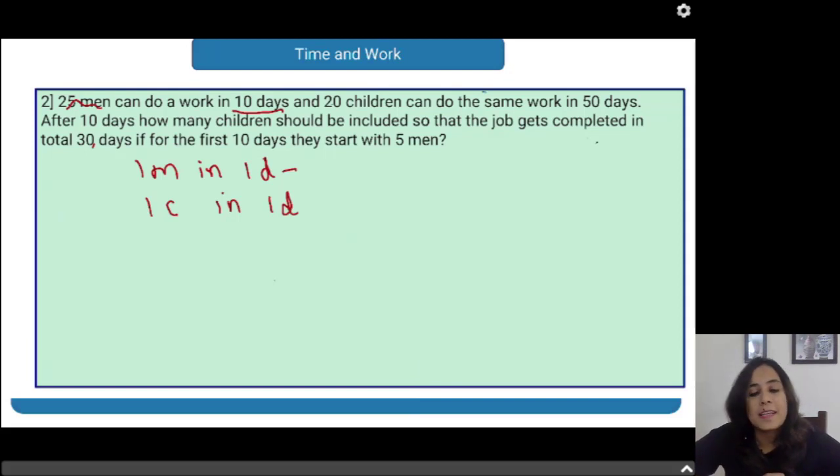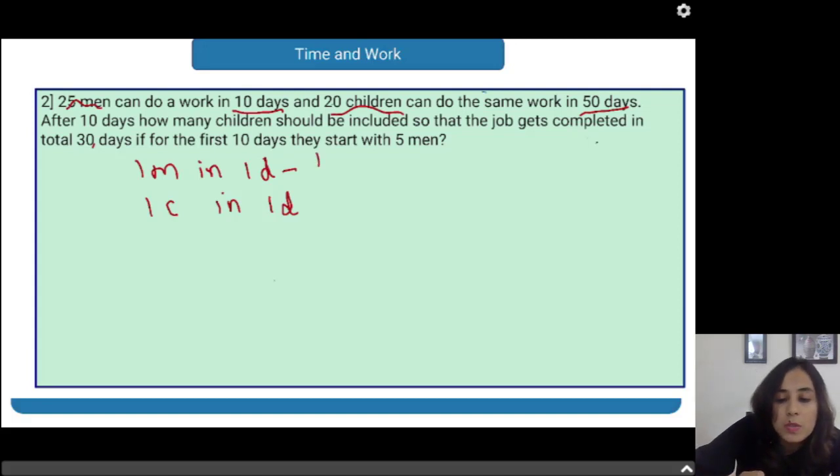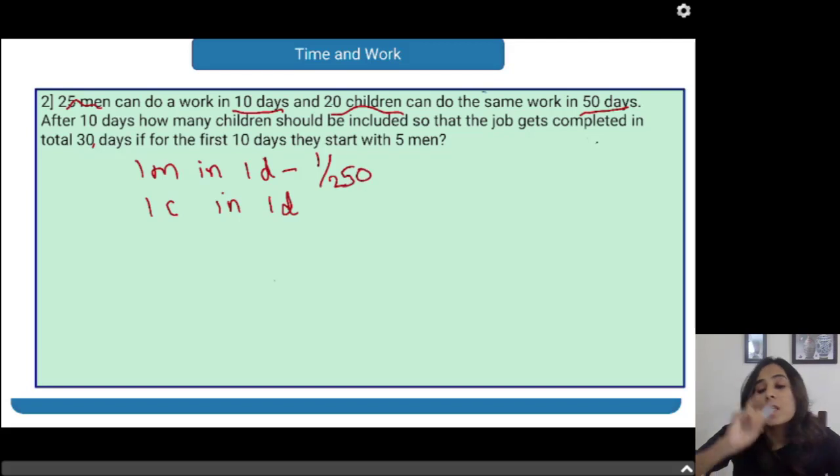Okay guys, so your 90 seconds time has ended and let us get to the solution. So guys, what we first find out is we are given 25 men doing the work in 10 days. And we are given that 20 children are doing the same work in 50 days. So find out the amount of work that one man will do in 1 day. So how do you find out? You take the reciprocal of the product of 25 and 10, which is 250. So one man in 1 day is going to do 1 upon 25 into 10 amount of work, correct?